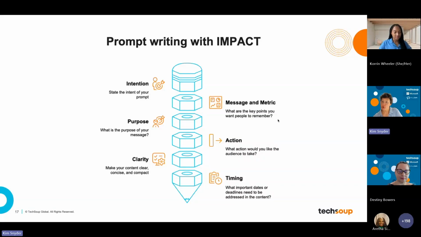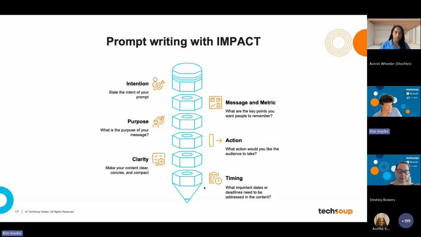So are there any key points that you want to make sure get covered as the AI addresses and creates the thing you're asking for? Is there a specific reason you're asking? If you're asking a prompt for an email or an agenda or a poem, even, what is the purpose of that? So what is the purpose of this message? Is there something you want people to do? Or is there a certain outcome that you want to have from this prompt?